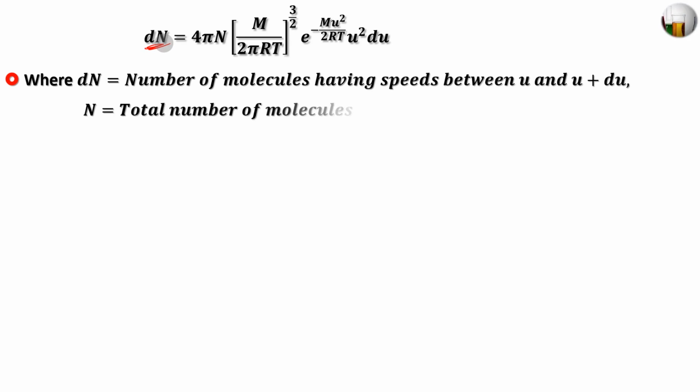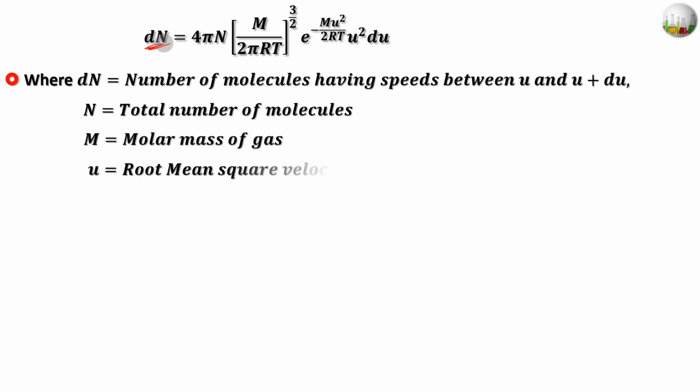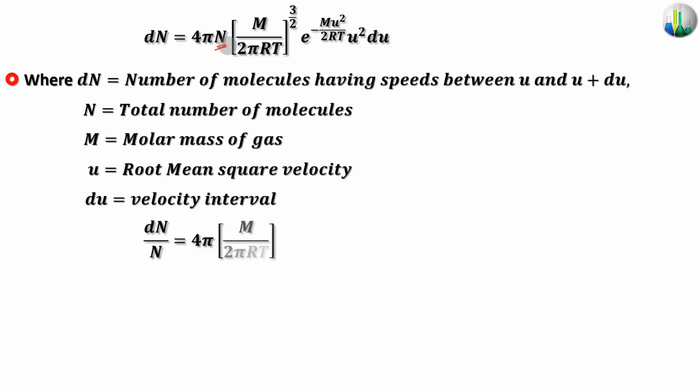N is the total number of particles at that moment. M is the molar mass. U is known as the root mean square velocity. I'll come to that. I'll come first to what you mean by root mean square speed or velocity, and why we are now substituting speed with velocity. Because u here represents actually the speed. But for this root mean square speed, the speed and the velocity are basically the same. And du is the velocity interval. So if I bring the N down, this guy down, I get the fraction of molecules.